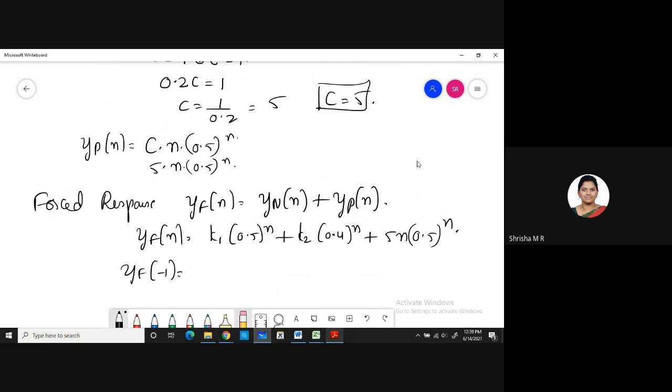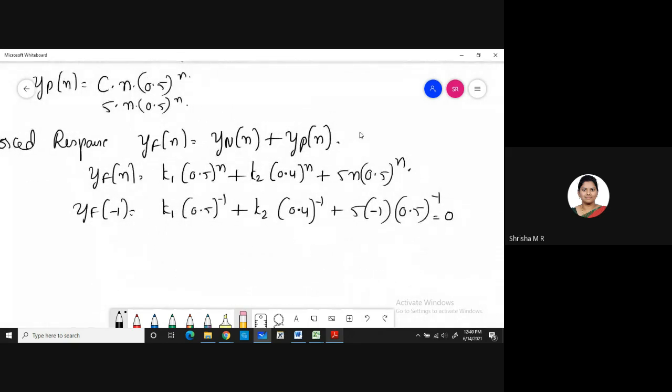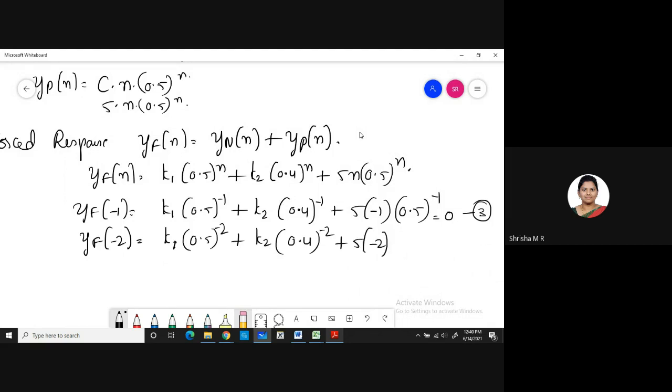So you take Yf of minus 1, wherever you have n, put minus 1. Yf of minus 1 will be equal to K1 into 0.5 to the power of minus 1 plus K2 into 0.4 to the power of minus 1 plus 5 into minus 1 into 0.5 to the power of minus 1, which is equal to 0. This is your equation 3. Next you take n is equal to minus 2. So Yf of minus 2 will be equal to K1 into 0.5 to the power of minus 2 plus K2 into 0.4 to the power of minus 2 plus 5 into minus 2 into 0.5 to the power of minus 2, which is equal to 0.